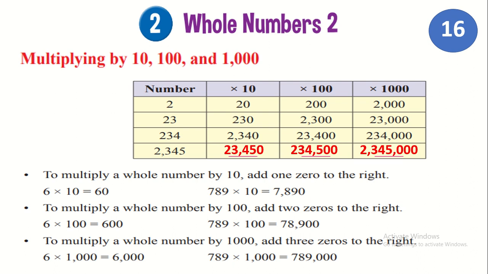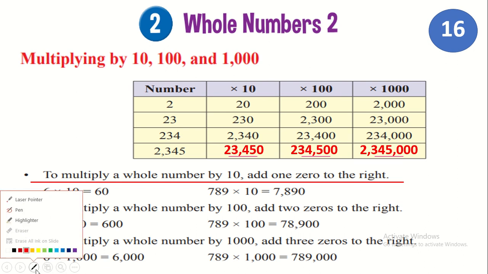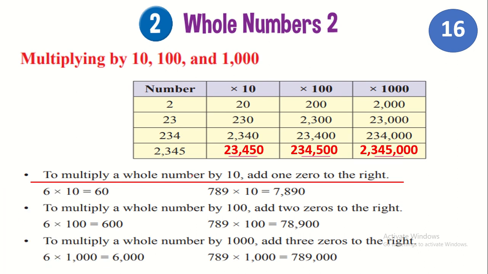Now look here. To multiply a whole number by 10, add 1 zero to the right. You notice? Only 1 zero is added when you multiply by 10. Do you understand, students?